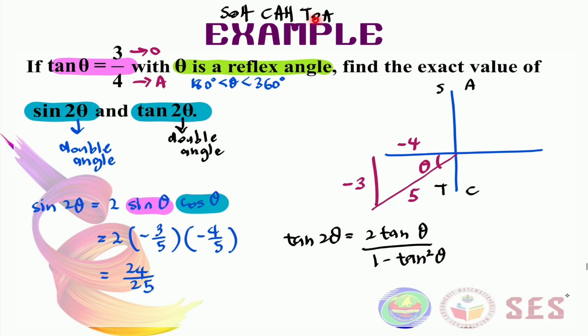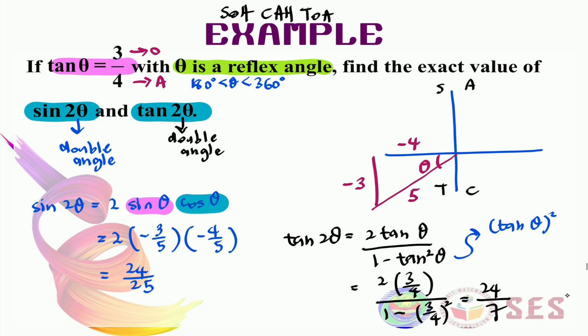So tan is opposite divided by its adjacent. So tan, its opposite, that is -3, divided by its adjacent, that is -4. You will still end up with the same answer here. So 2 tan theta is 3/4 divided by 1 minus tan squared theta. So substitute the value here. We need to put a bracket. So 3/4 and then square outside. So our final answer for this one is 24/7.